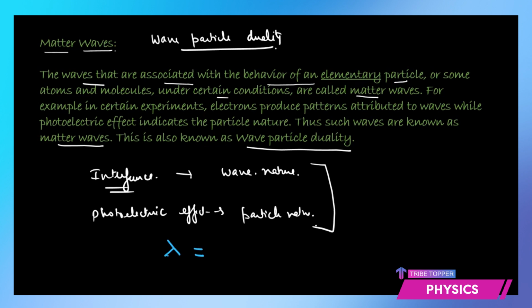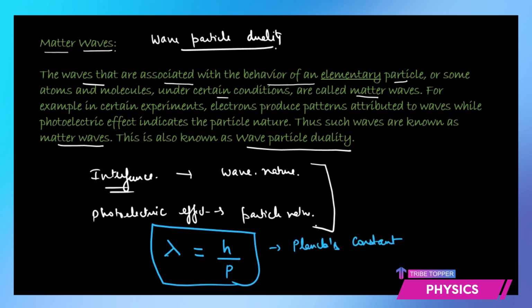Then De-Broglie gave us a specific wavelength formula: for a matter wave, the wavelength of a matter wave is given as h over p, where h is the Planck's constant and p is known as the momentum of the particle.